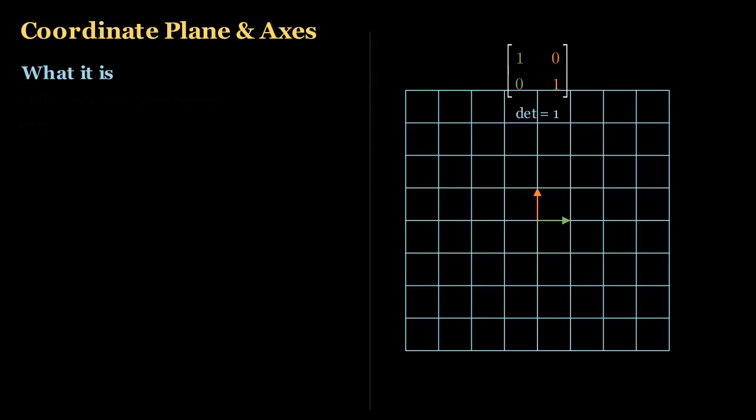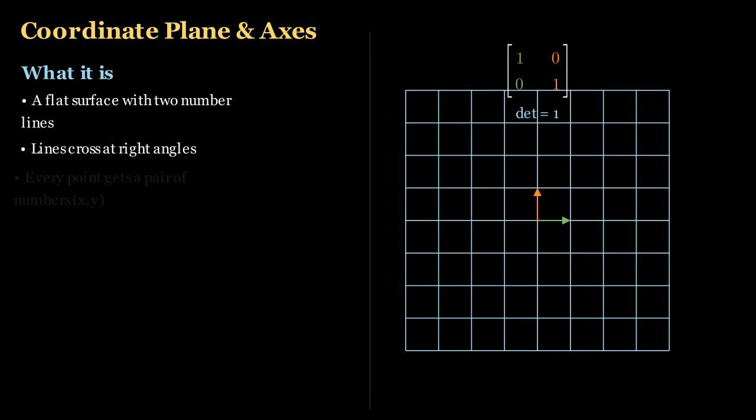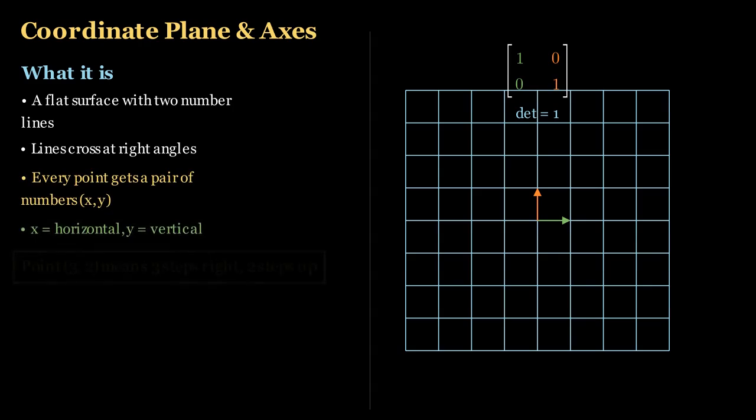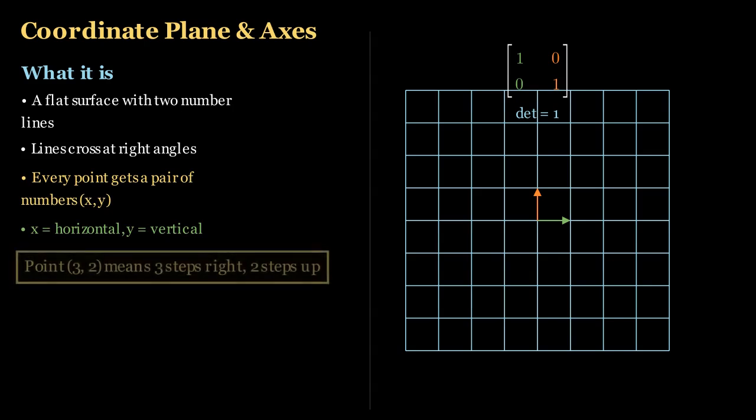Imagine a perfectly flat floor, like a giant chessboard. We lay down two number lines across this floor. One goes left and right, and the other goes front and back. They cross exactly in the middle, at a perfect right angle, like the corner of a picture frame. This crossing point is our starting point, which we call the origin, and we label it 0 for both lines.